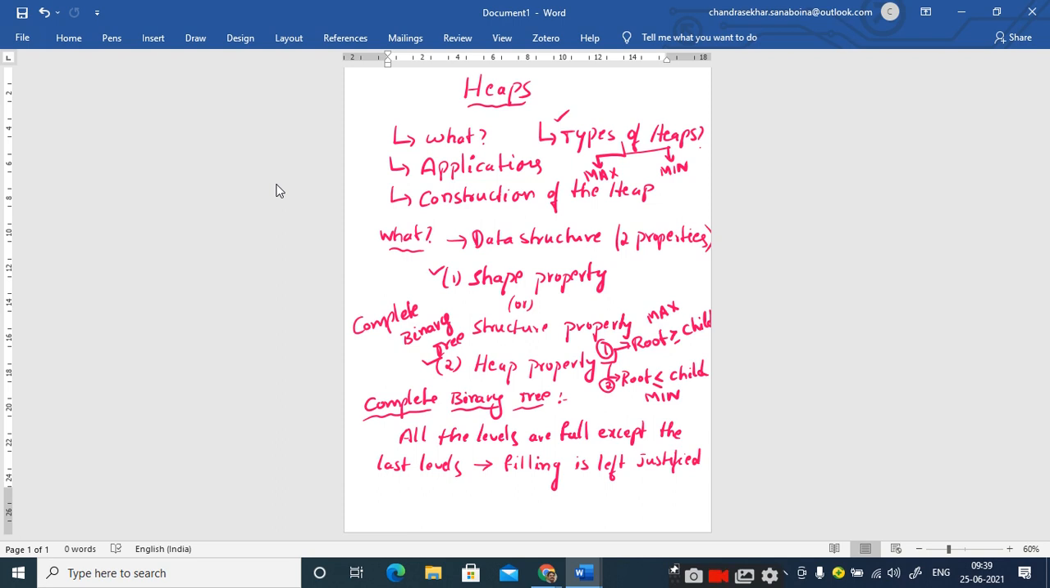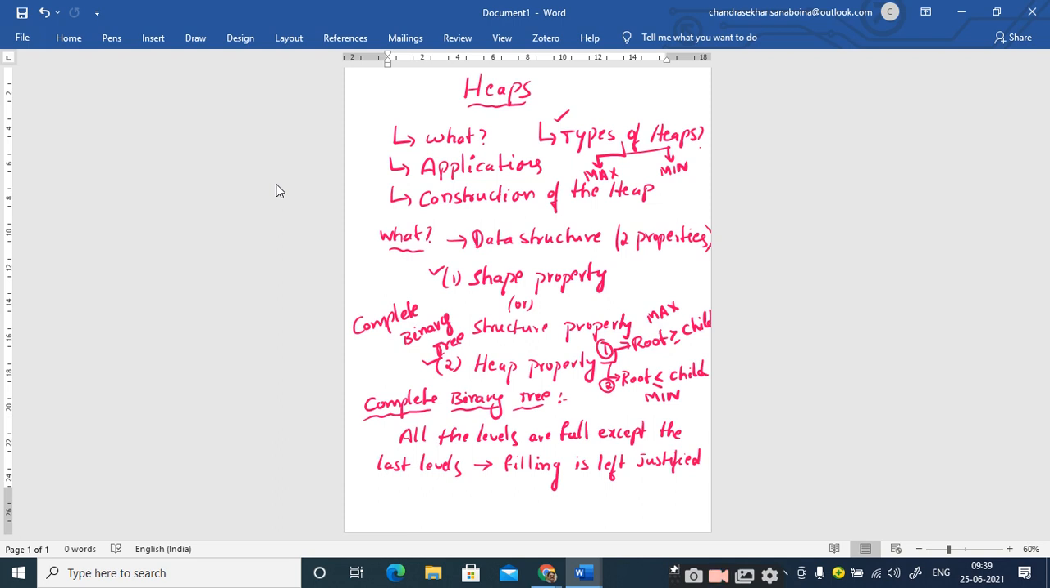And based on this we have two types of heaps. One is the max heap and the other is the min heap, right? You may be asked to construct, for example, the construction of a heap means you may be asked to construct either the max heap or the min heap. We will do both the things. We'll try both the examples also, right?